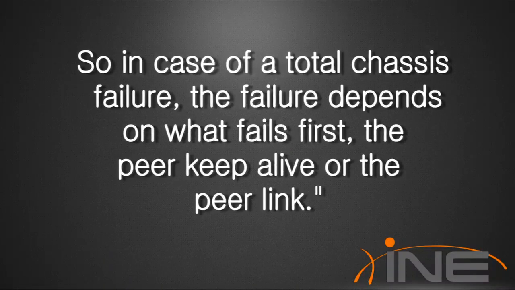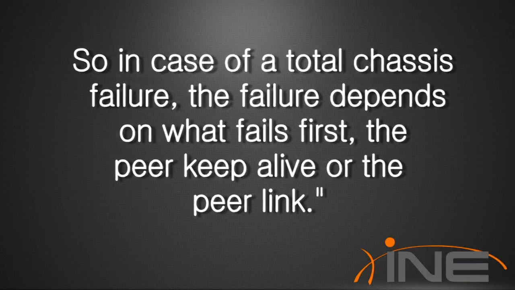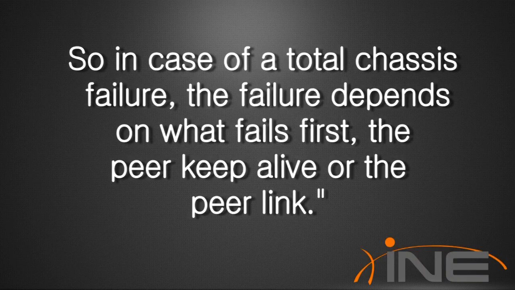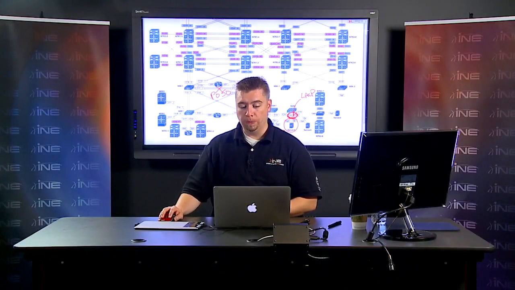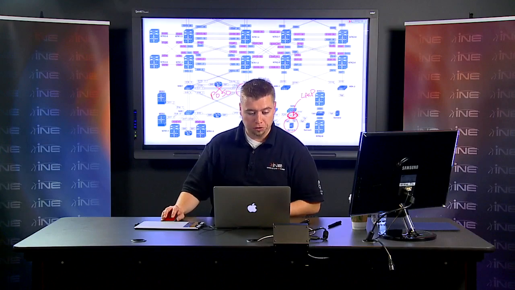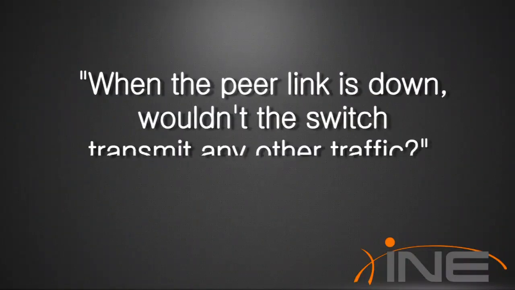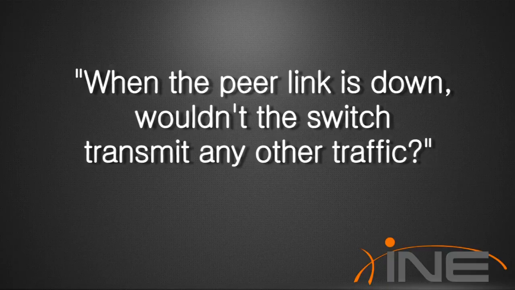There's another question. So in the case of a total chassis failure, the failure depends on what fails first, the peer keep alive or the peer link, correct? So it is subject to the order of operations, both from the configuration and then from the failure scenario. There's a question, when the peer link is down, wouldn't the switch transmit any other traffic?